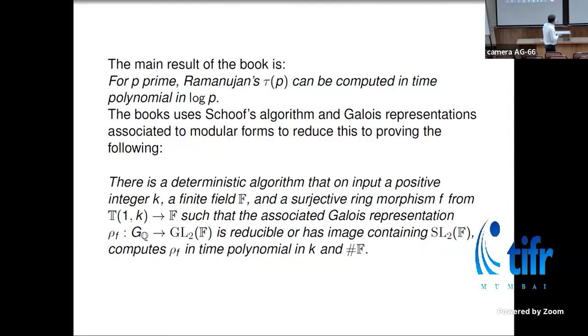So the basic method of this book is based on Schoof's algorithm. Schoof, I think in the 1980s, I don't know exactly, had given an algorithm to compute this. So suppose you look at an elliptic curve E over a finite field Fp.